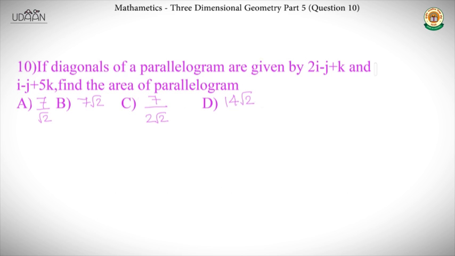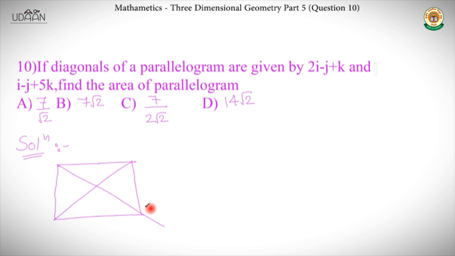So let's see how we can find the area of a parallelogram when only the position vectors of the diagonals are given. We need to find the area of a parallelogram whose diagonals are given. Let's say this is the parallelogram, and the vertices are A, B, C and D. Now let's say AC vector is given by 2i minus j plus k, and BD vector is given by i minus j plus 5k. These two vectors are given. Now we need to find the area of the parallelogram.